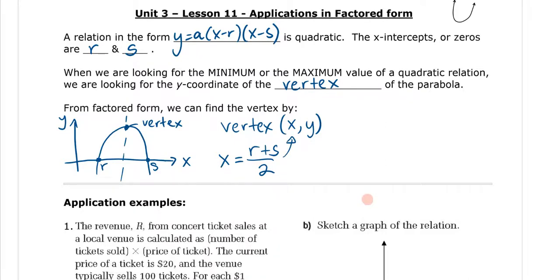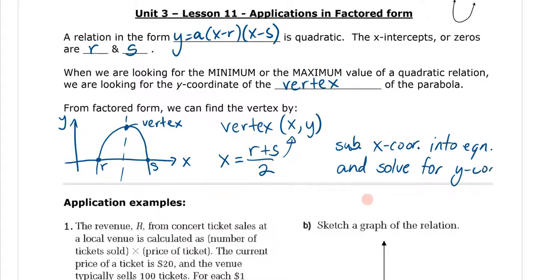And then how do I find the y value? Well, you substitute the x-coordinate into the equation. EQN is short for equation. And you solve for your y-coordinate. And that's that. That's it. So let's look at some examples on applying a factored form.